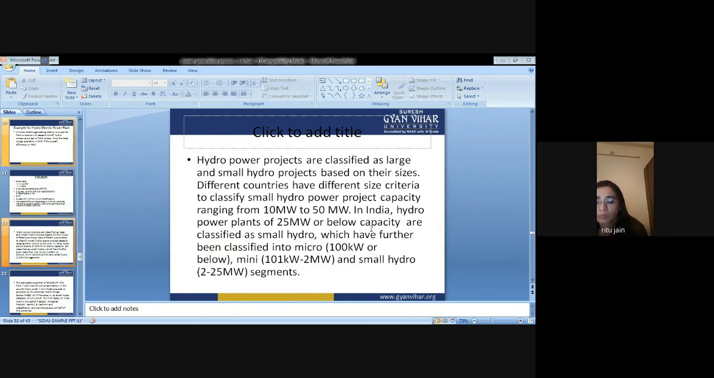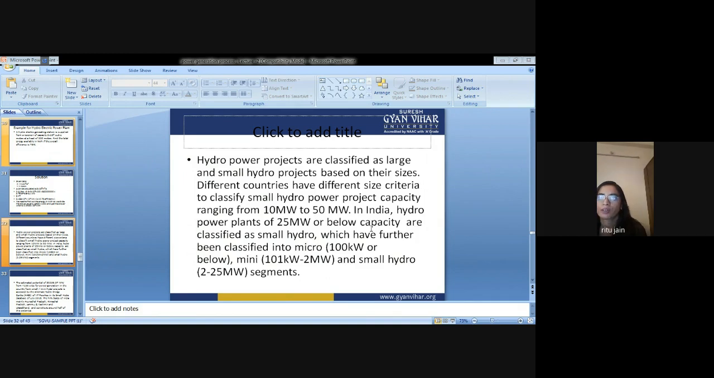So now we will come to the classification of hydropower plants. Hydropower plants can be classified according to their ratings. Rating means in megawatt, kilowatt, or watt. So hydropower projects are classified as large and small hydro projects based on their sizes.